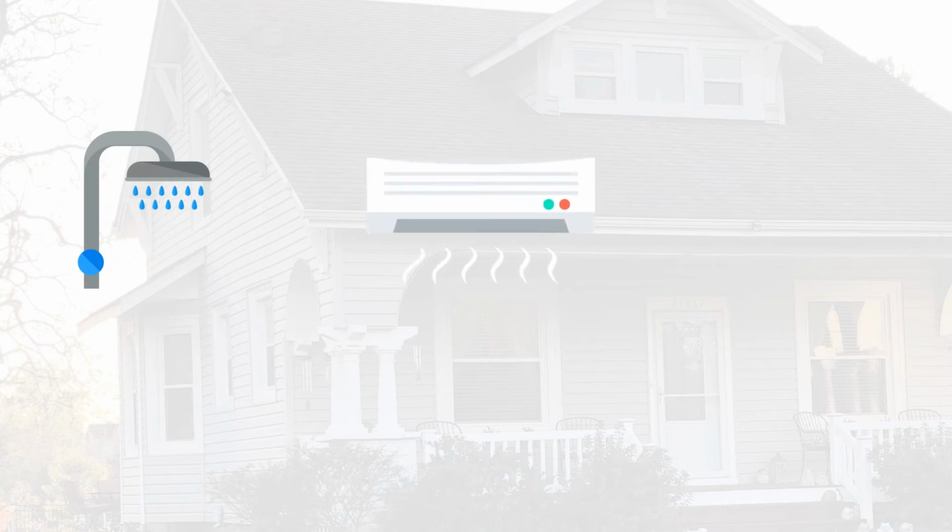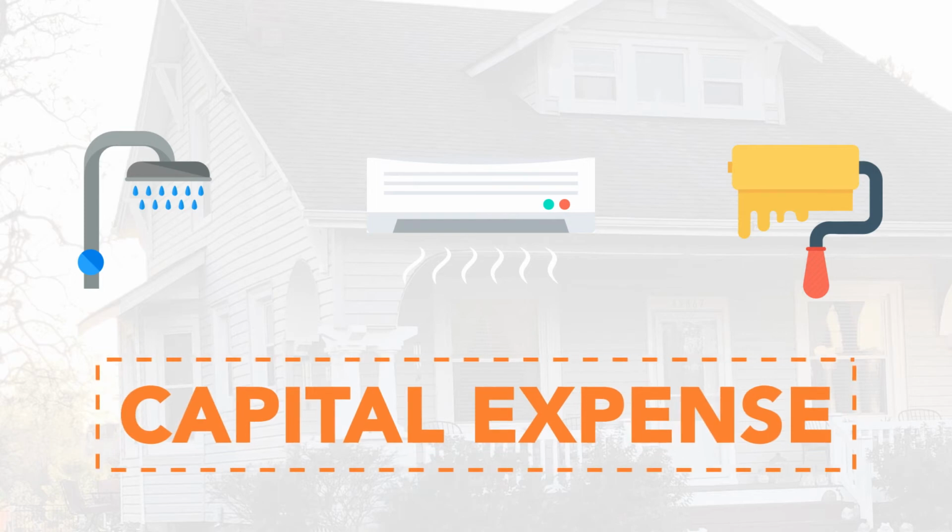For example, if you needed to replace the shower, repair the air conditioner, or even repaint the walls in the house, these are considered a capital expense. This means that you have to add this to your cost base, and that is used when you're calculating capital gains or losses when you sell the property.